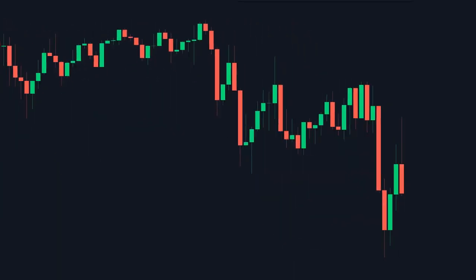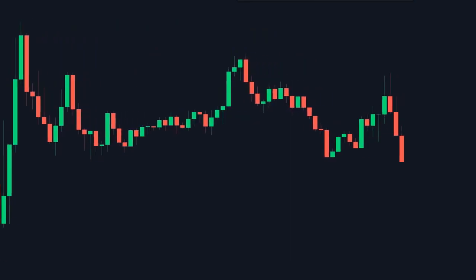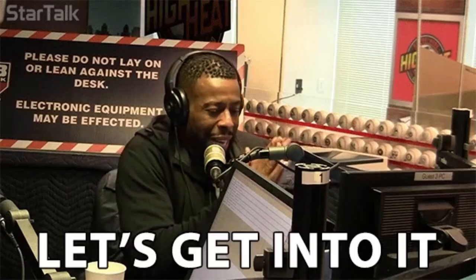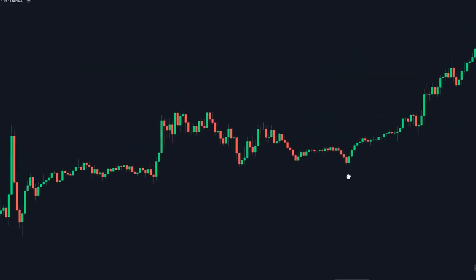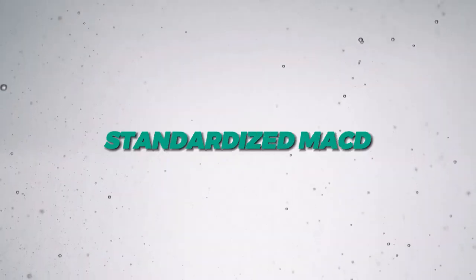Let's dive right in because I'm going to show you all the indicators used in this strategy as well as the entry and exit conditions. Let's get into it. Now, let's begin by adding the main indicator of this strategy. As mentioned earlier, it's called standardized MACD.